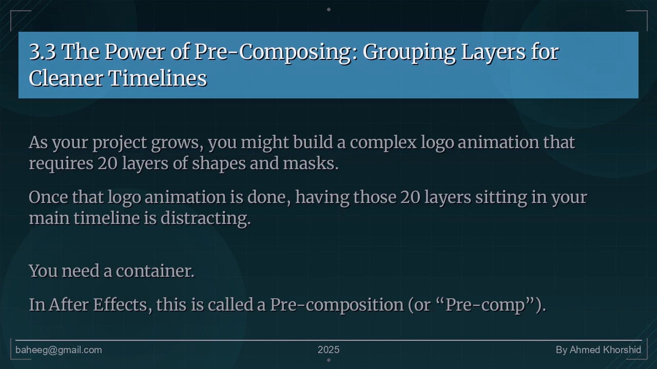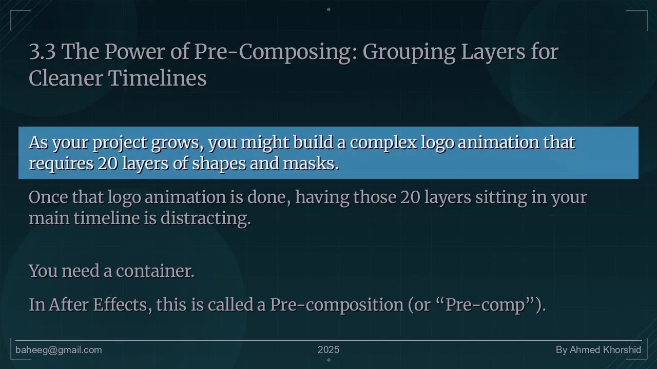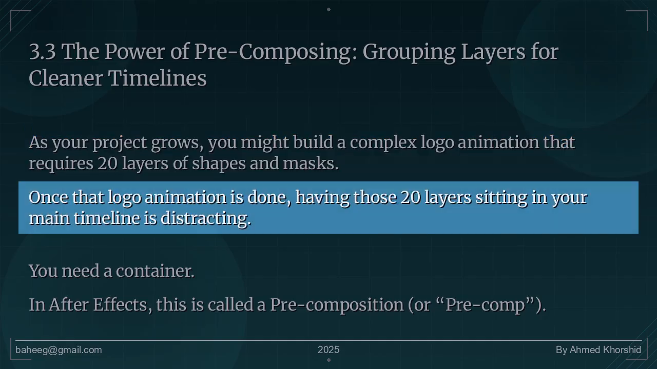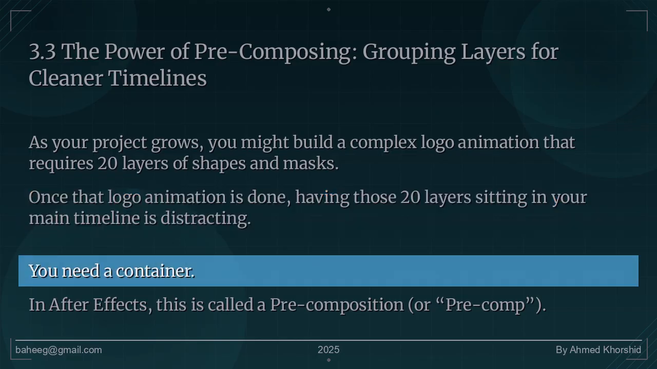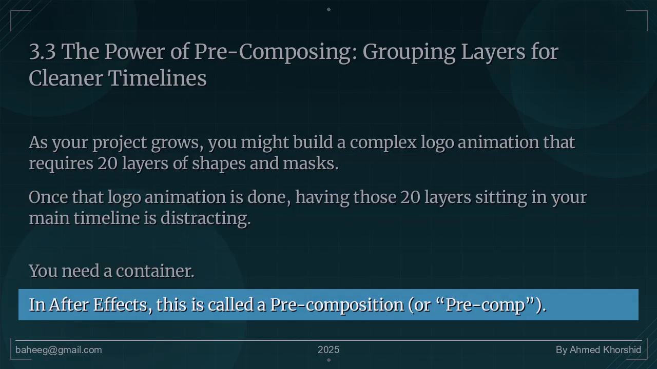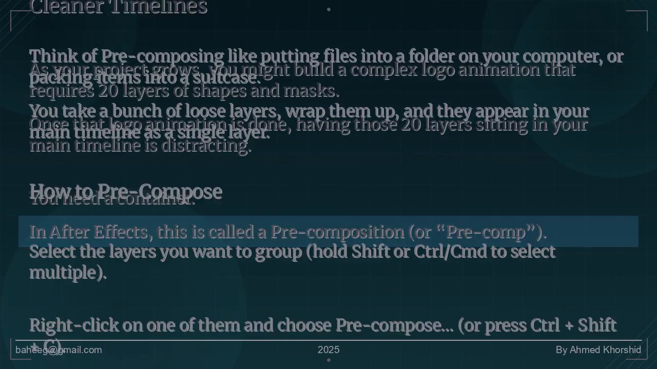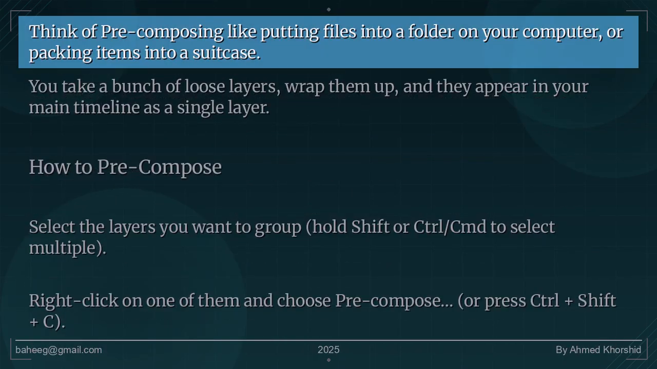3.3 The power of precomposing, grouping layers for cleaner timelines. As your project grows, you might build a complex logo animation that requires 20 layers of shapes and masks. Once that logo animation is done, having those 20 layers sitting in your main timeline is distracting. You need a container. In After Effects, this is called a precomposition, or precomp. Think of precomposing like putting files into a folder on your computer, or packing items into a suitcase.